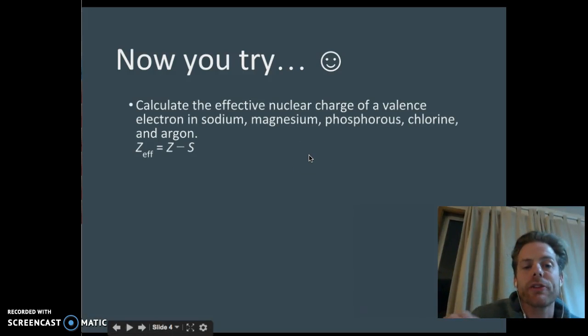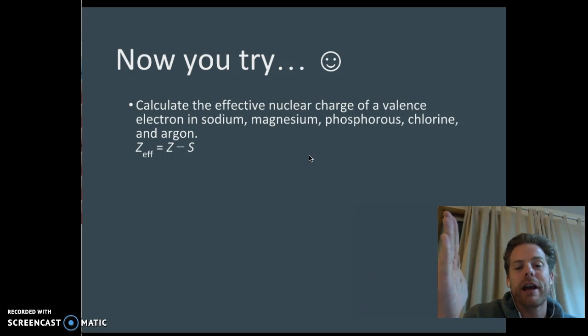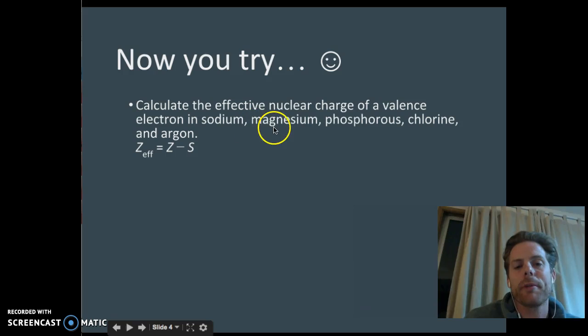I want you to calculate the effective nuclear charge of valence electrons, so the outermost electrons, moving, ooh, I have to do this backwards because of the camera, moving across a period, across the row, for sodium, magnesium, phosphorus, chlorine, and argon. So pause, do that, catch up with you in a moment.